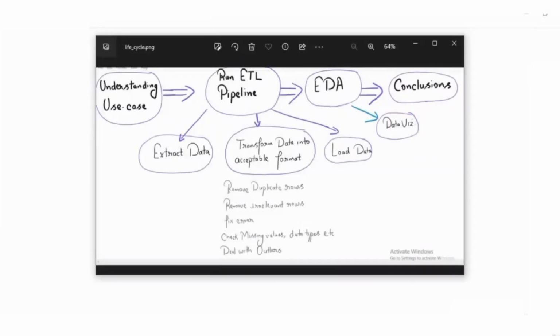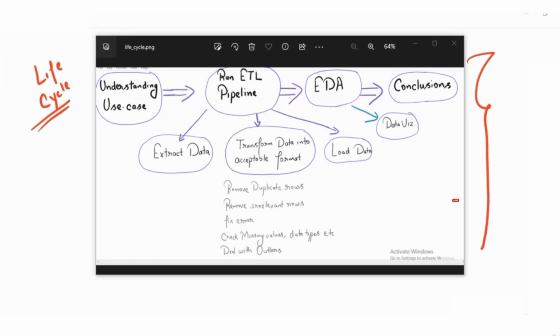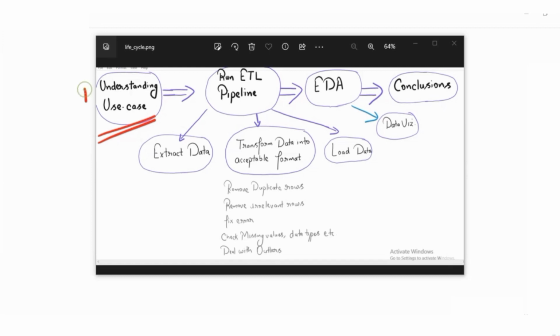Hello all, in this very first module, we will learn what exactly is the life cycle of a data analytics project. By the way, this is a general overview of a data analytics project, so don't worry, we will cover each of the steps in much more detail as we gradually go ahead. The very first step in the entire life cycle is that you have to understand the use case.